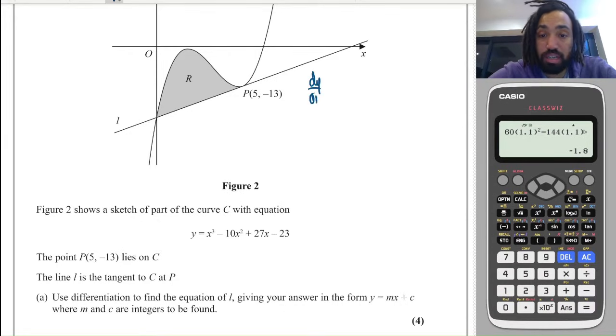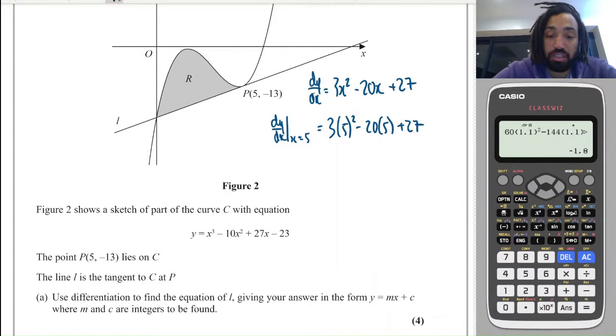So dy by dx is equal to 3x squared minus 20x plus 27. Let's then work out what dy by dx is at the point x equals 5. Well, that's equal to 3 times 5 squared minus 20 times 5 plus 27. So we can use our calculator to do that. And we get a gradient of 2. Lovely.